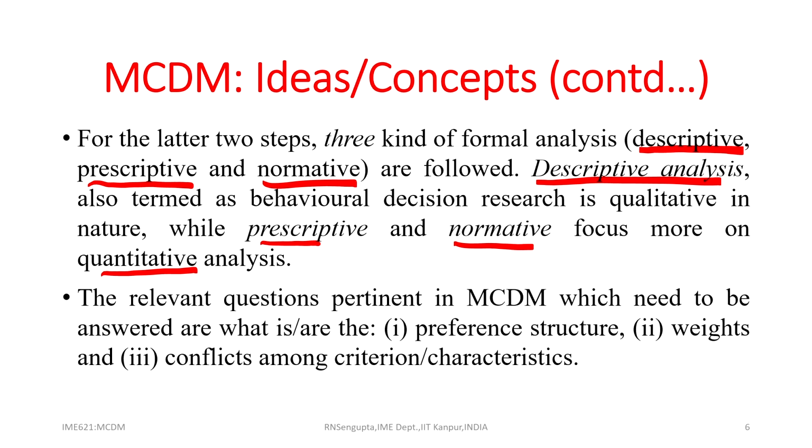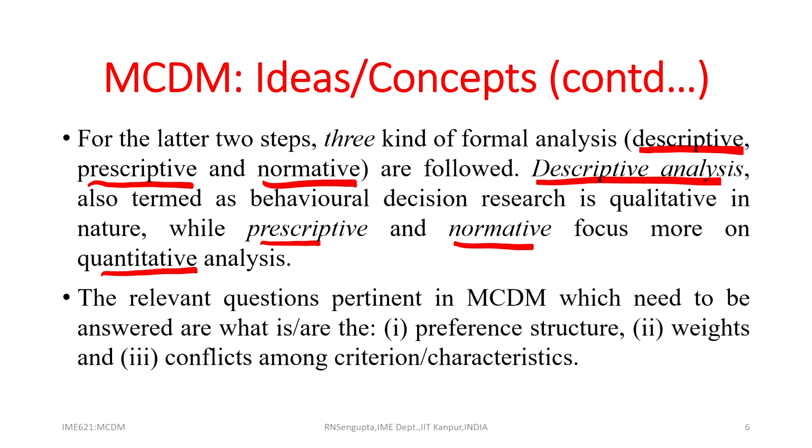The relevant questions pertinent in MCDM, MCDM again I am saying is the broader umbrella, which need to be answered are: what are the preference structure based on the decision maker's choices, what are the weights he or she is going to give, like relative weights, relative importance which the decision maker will assign, and if there are conflicts among the different type of criterias and characteristics, how they would be solved by the decision maker.